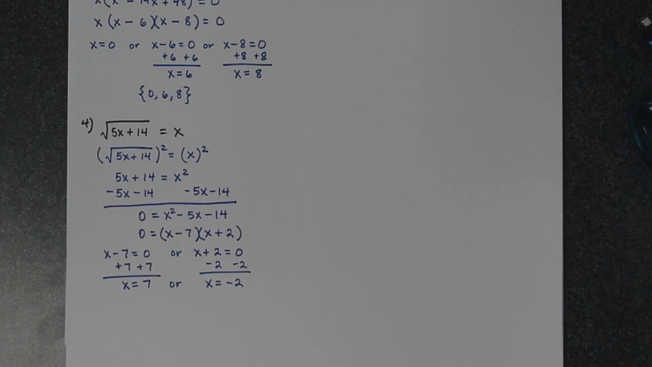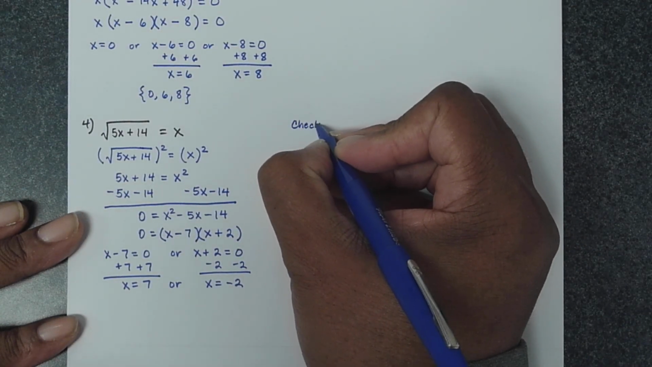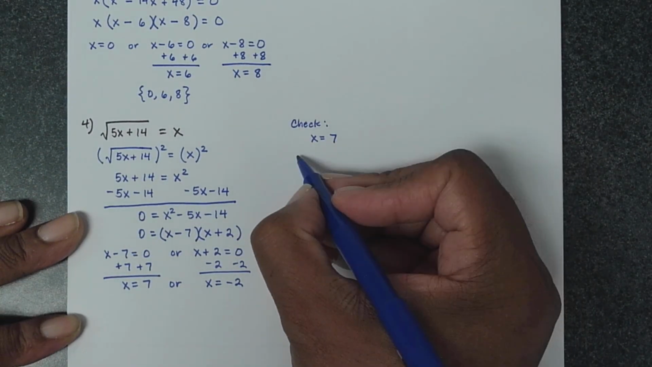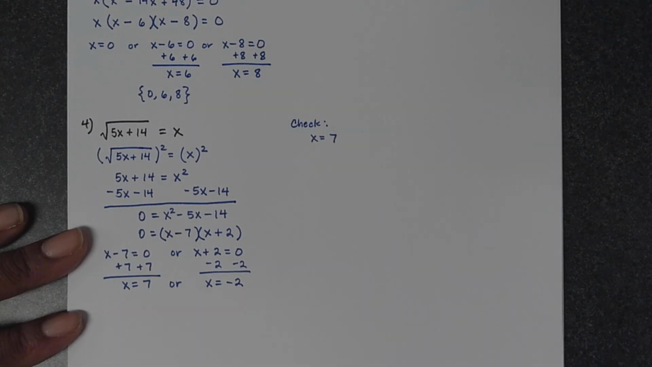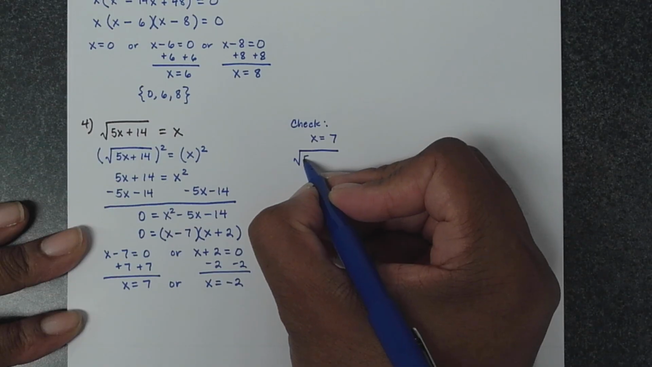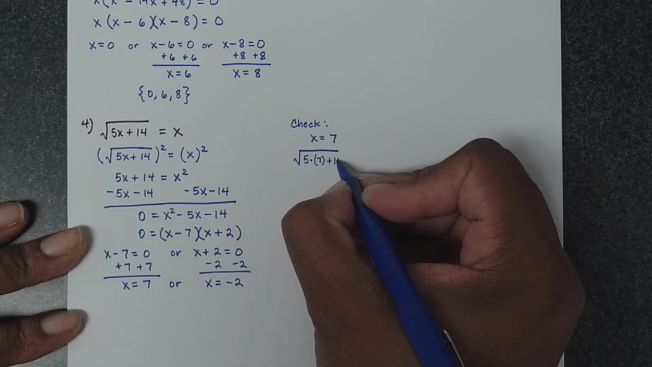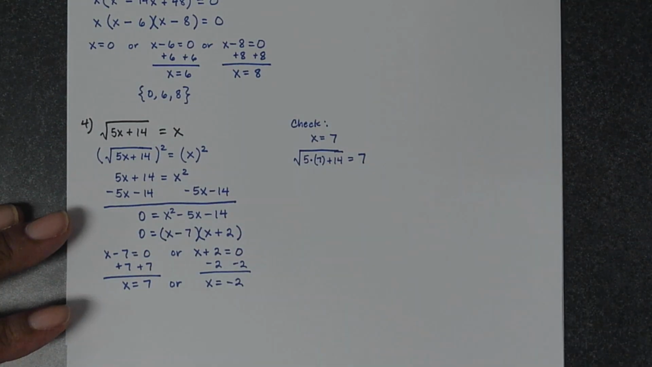So these are my two proposed solutions. But for each proposed solution, I need to check to see which one will satisfy this equation. So if I start with the x equals 7 and use the original equation and substitute each x with the 7, here's what I'll have. The square root of 5 times x, which is 7, plus 14. And I want that to be equal to x, which is 7.